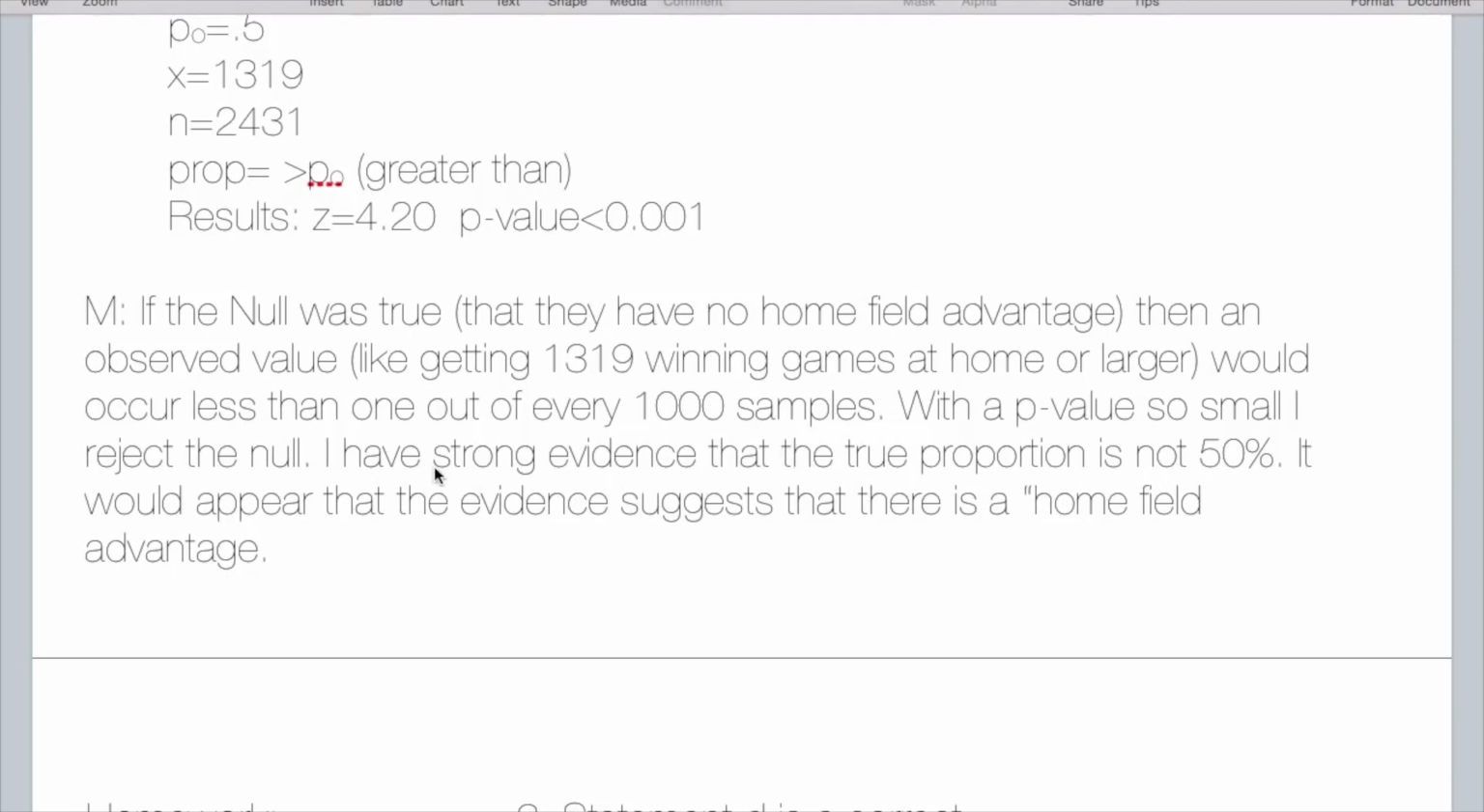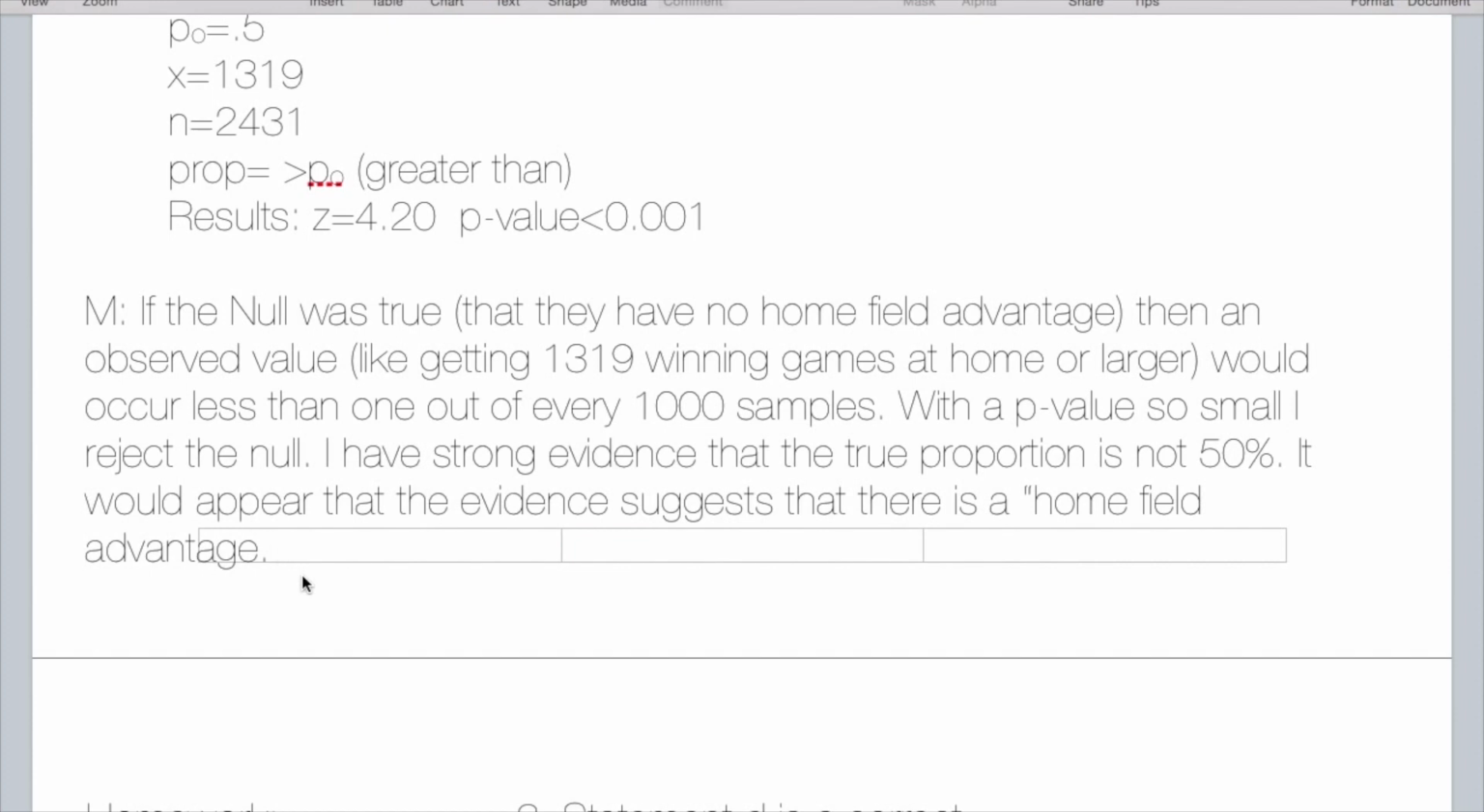Okay, and we can go on to say, because the alternative was a greater than problem, that our evidence does suggest that there is a real home field advantage, at least in Major League Baseball. Be careful to qualify that, because home field advantage is apparent in all kinds of sports. So we would say that there does seem to be a home field advantage for Major League Baseball. Now, this is the process that I expect you to go through, and this is the process that you need to know in order to do the significance test, and to do them well and thoroughly.